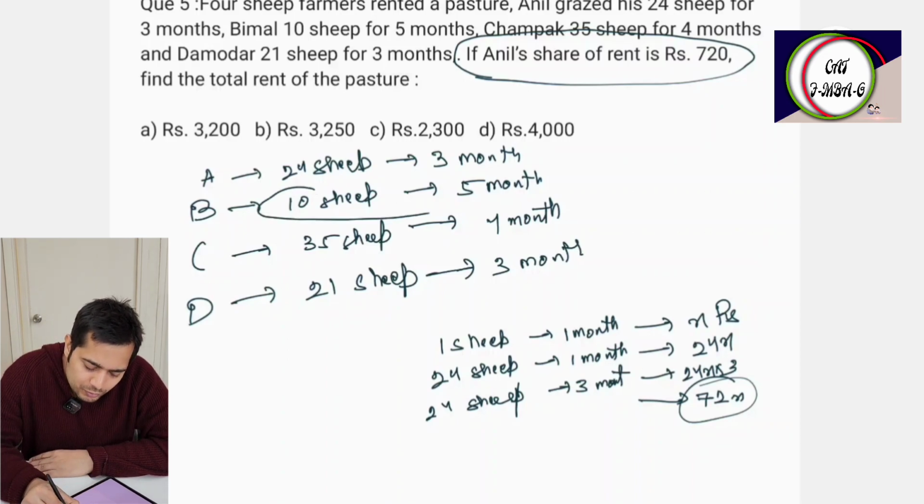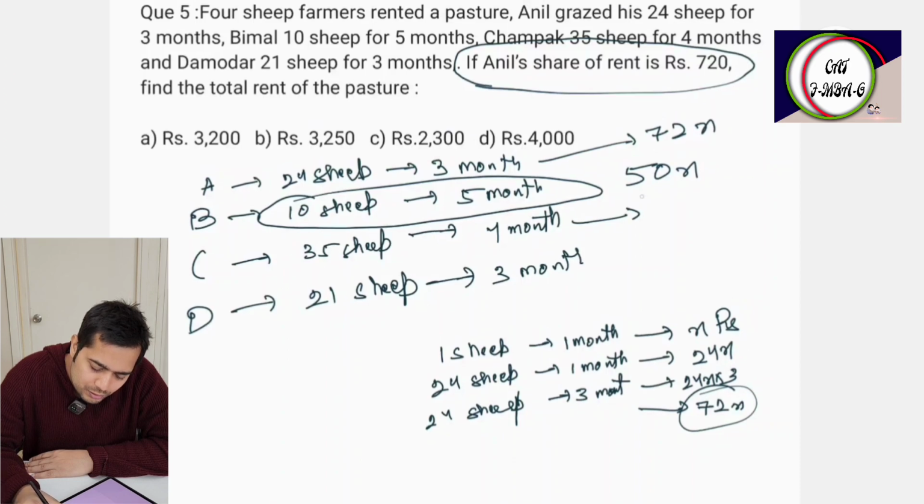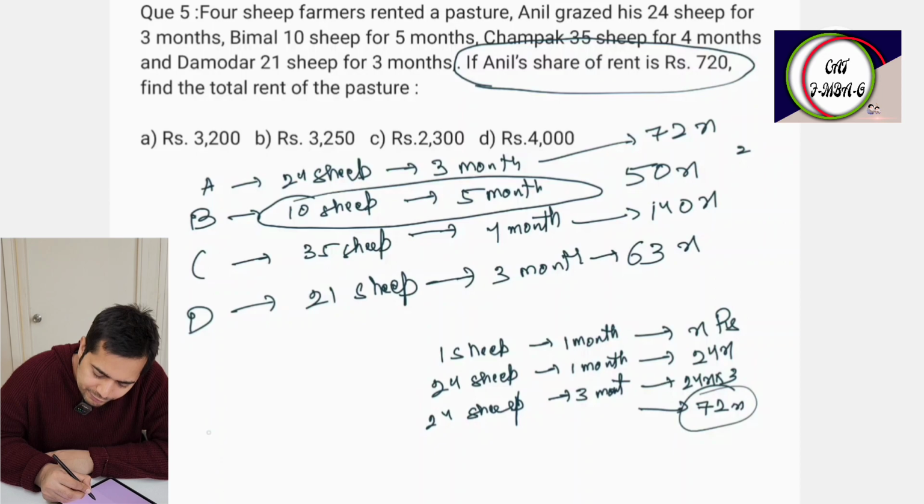Similarly, for Bimal, rent is 50x. For Anil, we found 72x. For Champak, it is 140x. For Damodar, it is 63x. Now it is given that Anil's share is 720. So 72x is equal to 720. That implies x is equal to 10.